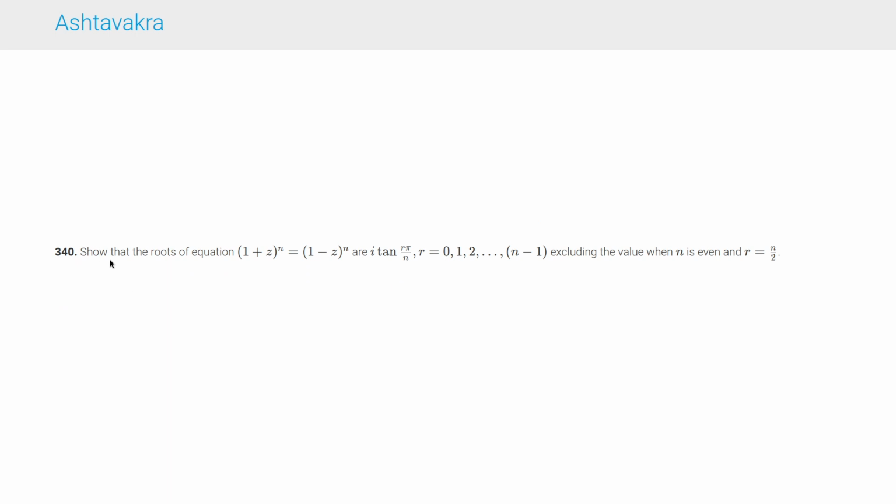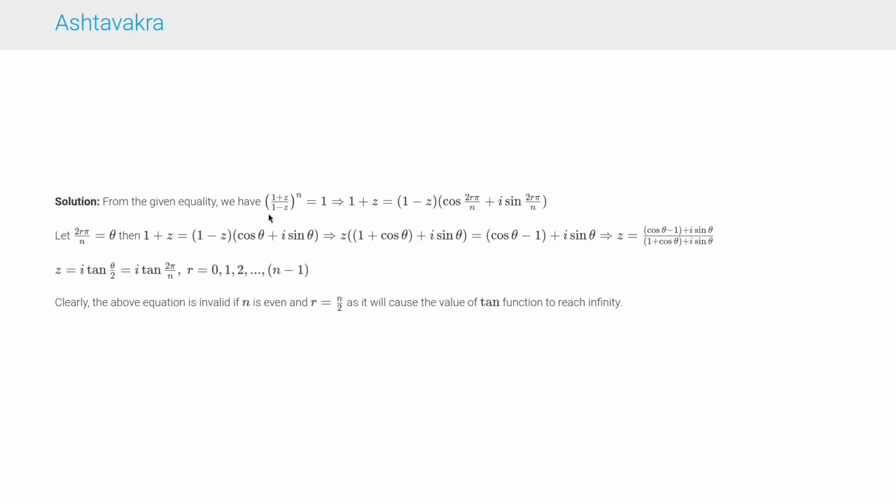Question 340 says show that the roots of the equation (1 plus z) to the power n is equal to (1 minus z) to the power n are i tan r pi by n, where r is equal to 0, 1, 2 up to n minus 1, excluding the value when n is even and r is equal to n by 2. So we are given (1 plus z) by (1 minus z) whole to the power n is equal to 1.